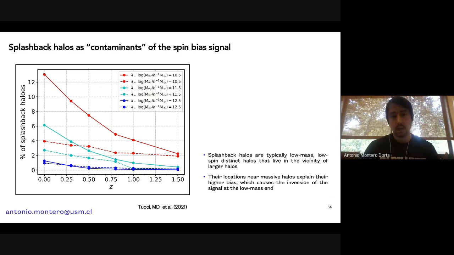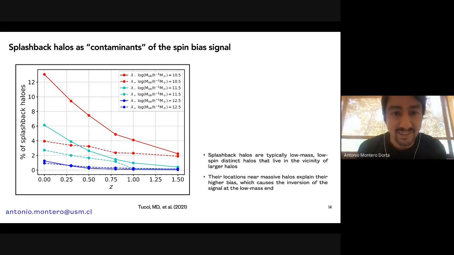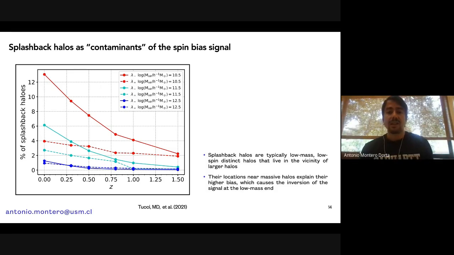Basically, what happens, if I remember correctly, is that you typically have more splashback halos at the low mass end, and these typically have lower spins. But again, these are subhalos. These were recently subhalos, so they live close to larger halos.